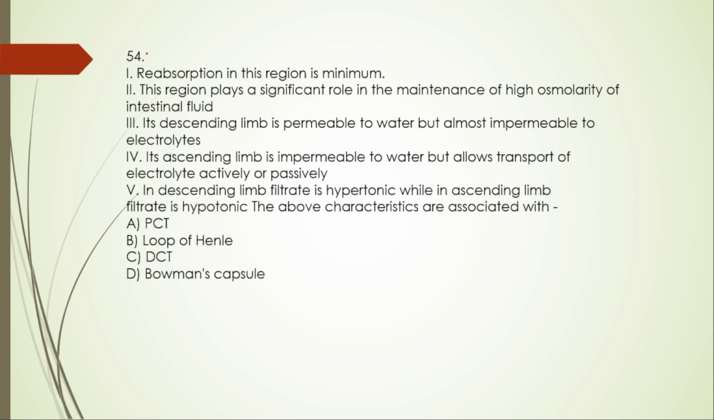Next, 54th one. First statement, reabsorption in this region is minimum. They are talking about one of the parts of this. Reabsorption in this region is minimum, that is loop of Henle. Second, this region plays a significant role in maintenance of the high osmolarity of the interstitial fluid. That is about the loop of Henle he is talking. So the right option is B. Third, its descending limb is permeable to water but almost impermeable to the electrolytes. And then fourth one, its ascending limb is impermeable to water but allows transport of the electrolytes actively and passively. Fifth one, in descending limb filtrate is hypertonic while in ascending limb filtrate is hypotonic. The above characteristics are associated with the loop of Henle.